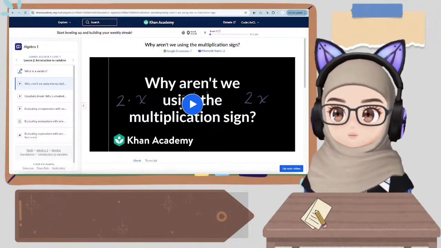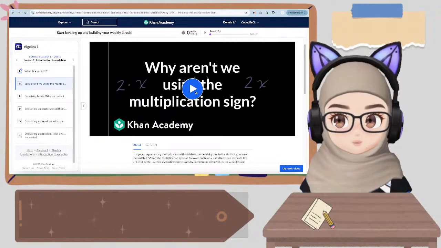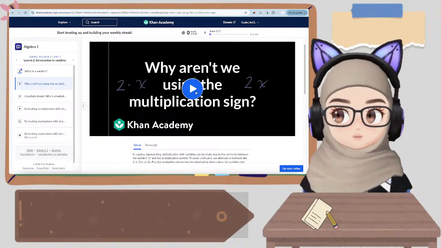Why aren't we using the multiplication sign? Oh yeah, I guess that's a stylistic choice, right? Because using it, not using it. Let's see.